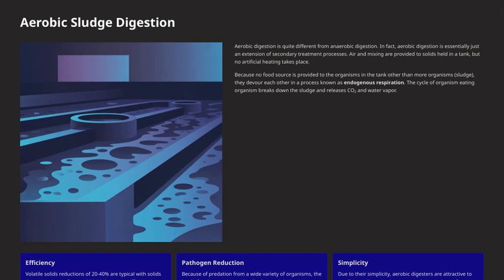Finally, let's talk about simplicity. Aerobic digesters are quite straightforward, which makes them attractive for small to medium-sized treatment plants. They are often used in package plant configurations because of their ease of operation and maintenance. Overall, while aerobic digestion might not be as fast or as high yield as anaerobic processes, its simplicity and pathogen reduction benefits make it a valuable option in many wastewater treatment scenarios.